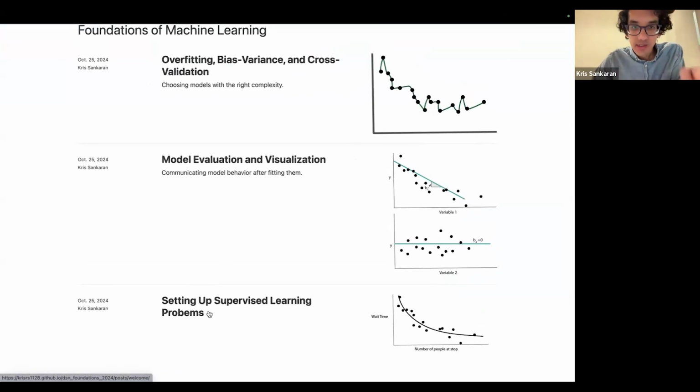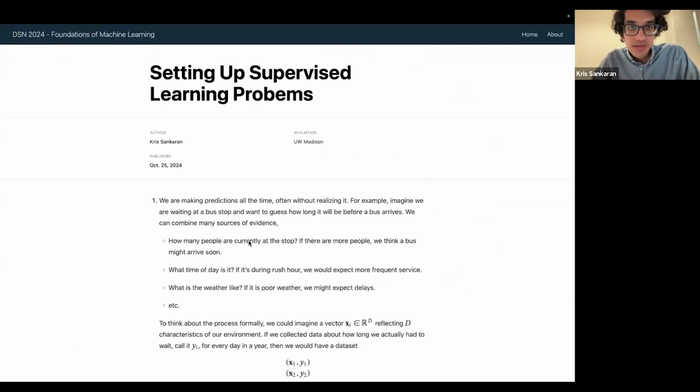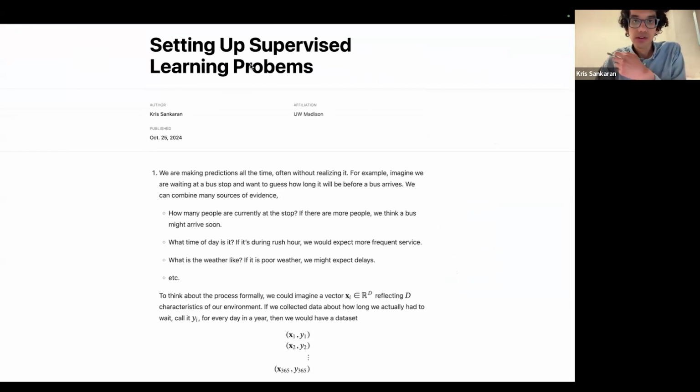So I'll get started. It goes from bottom up. The first note is about how you set up a supervised learning problem. So not talking about any specific models, just understanding the structure of the kind of problem. I think this is important because it highlights the ways you can think about data for any actual problem.